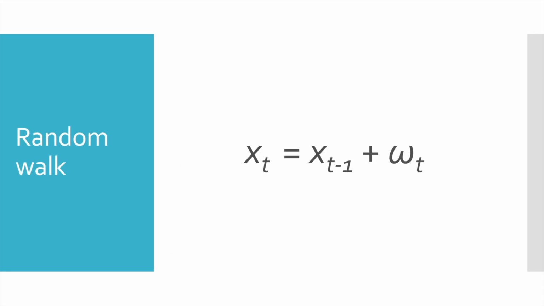Today we'll start learning orders of integration from the already familiar random walk time series. Let me quickly remind you how to create it. You simply toss a coin, and in case of heads you make one step up, in case of tails you make one step down. Mathematically this can be presented with the following formula, where x_t is the current value, x_(t-1) is the previous value, and omega_t is some random noise.